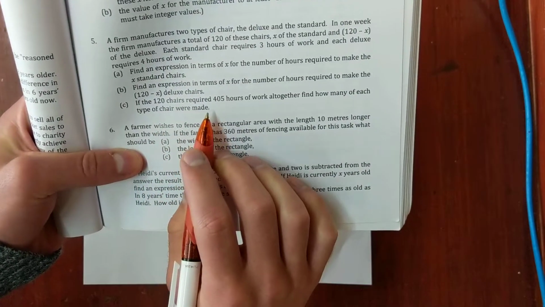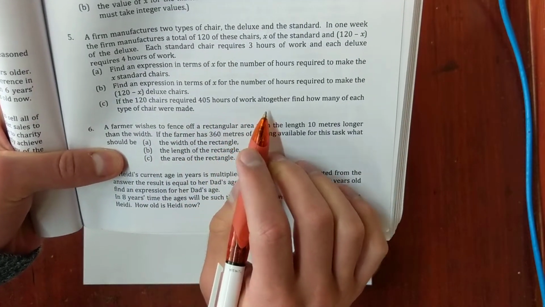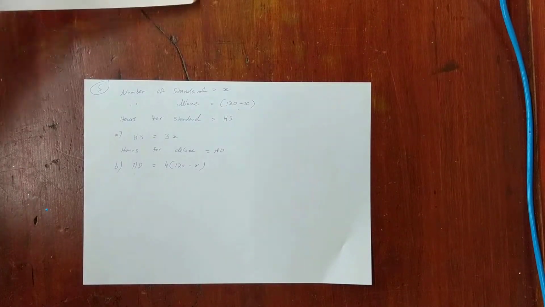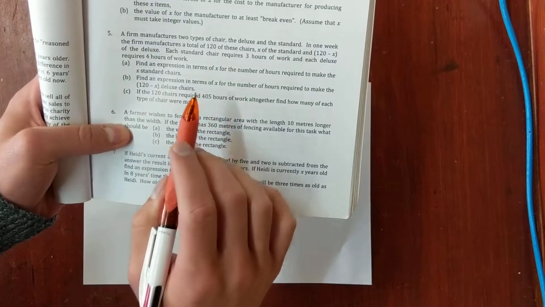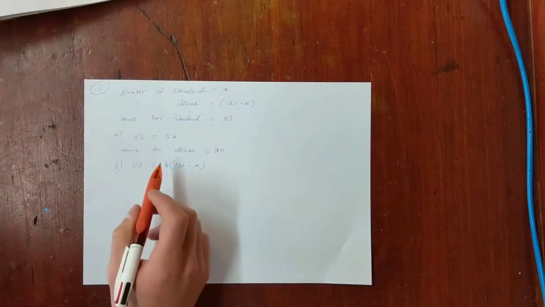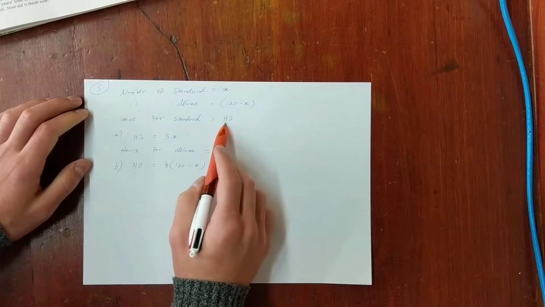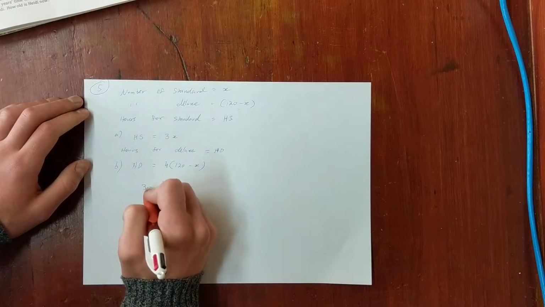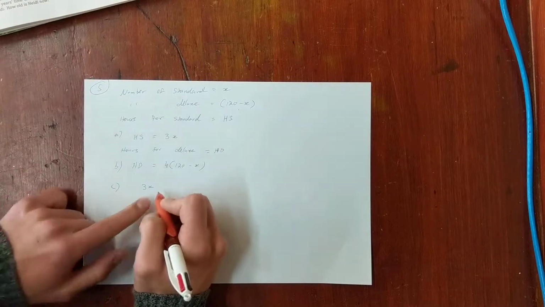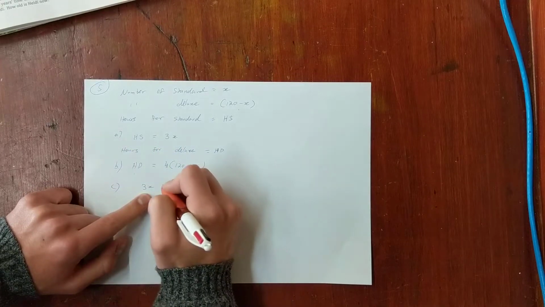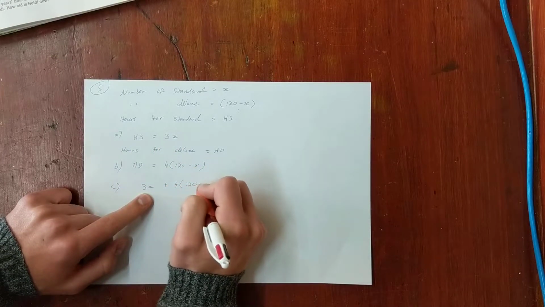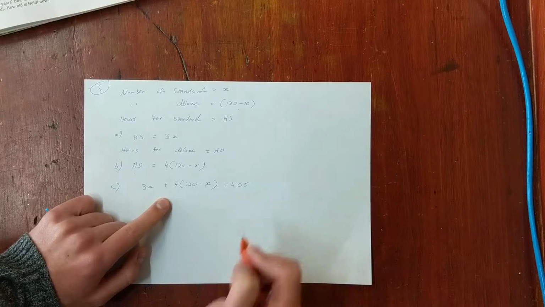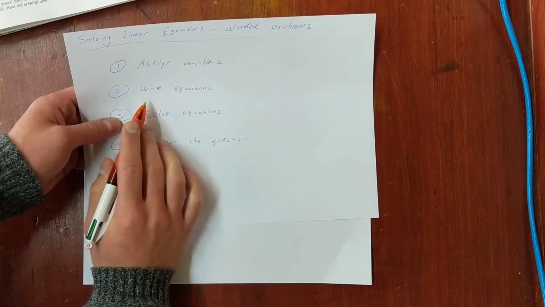If the 120 chairs required 405 hours of work altogether, find how many of each type of chair were made. 405 hours of work altogether. So that means that the number of hours in total for standard and the number of hours in total for deluxe equaled 405. So that means that 3x, which was the total number of hours for the standard chairs, plus 4 times 120 minus x, which was the total number of hours for the deluxe chairs, that equals 405. Okay, so that was step 2, writing the equation.